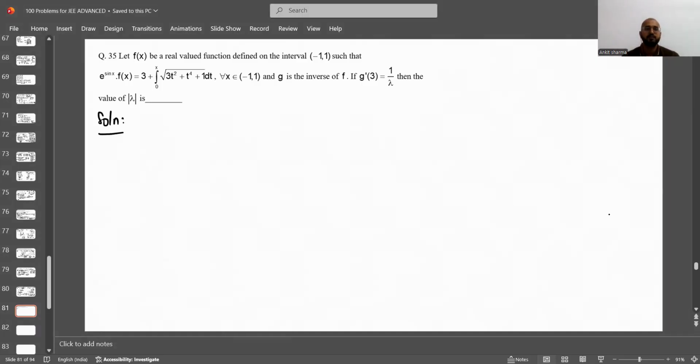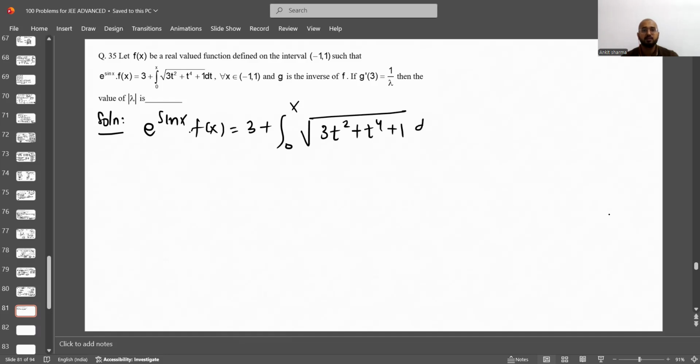So we have question number 35. Let f of x be a real valued function defined on this such that we have e to the power sine x into f of x is equal to 3 plus integral 0 to x square root of 3t square plus t to the power 4 plus 1 into dt. And we are given that g is the inverse of f. So if g is the inverse of f, that means we can extract a very beautiful information from here.